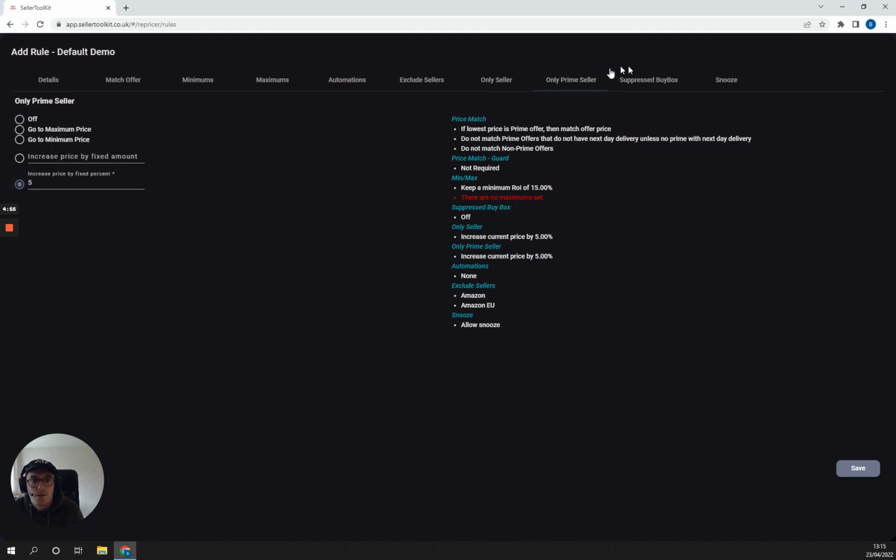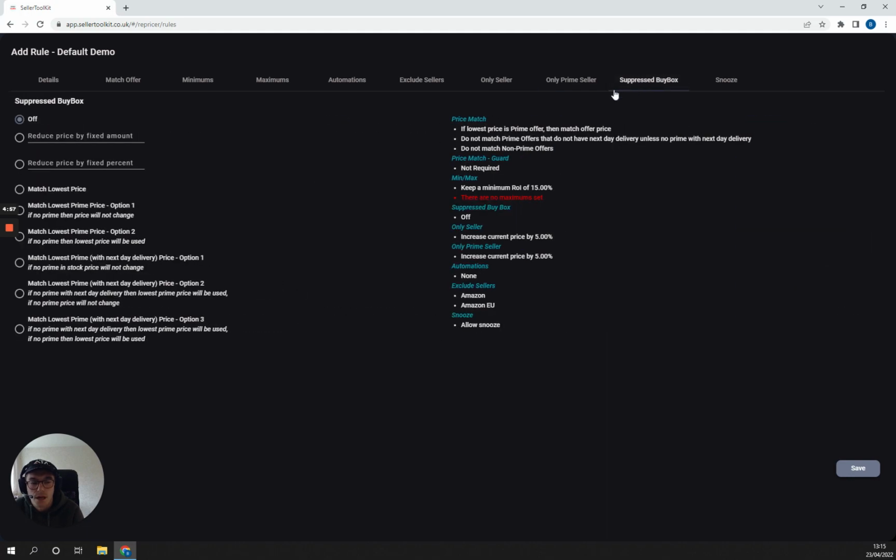And then suppress buy box. So this is where Amazon deems the price to be too expensive, so there's no buy box. You've got various different options here. So you can reduce price by a fixed amount or fixed percent, or match lowest price, which includes FBA, FBM, SFP. I go for this match lowest price option 1. If there's no prime, then the price will not change. So I go with that. Other people may use others. You can experiment and have a go yourselves. But yeah, I've found that this works well for me.